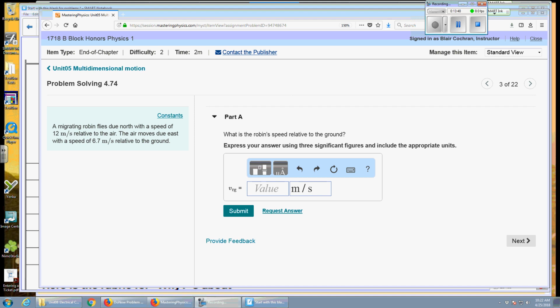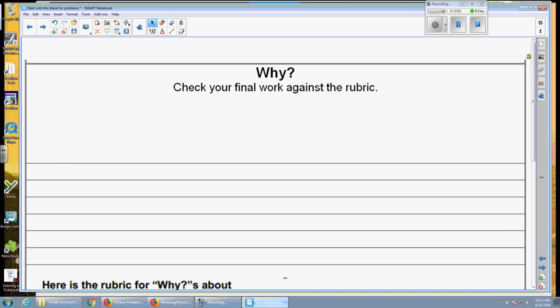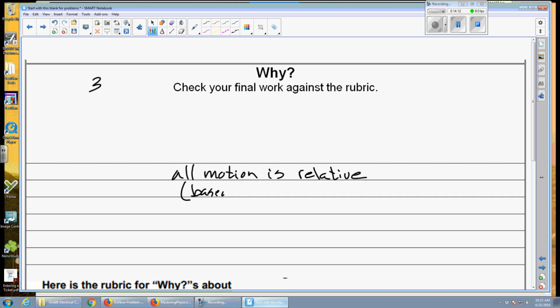And that's why it's a traditional problem, but I think you should include a diagram with it. So you want to start off with your good old everyday fact that all motion is relative. And by that we mean based on your frame of reference. All right.